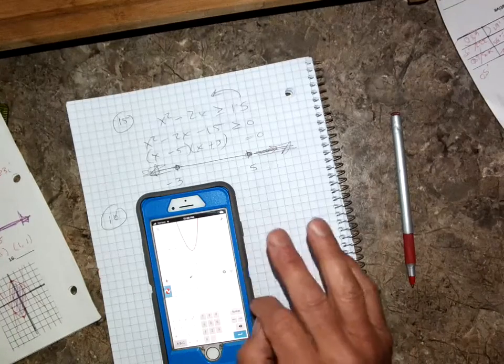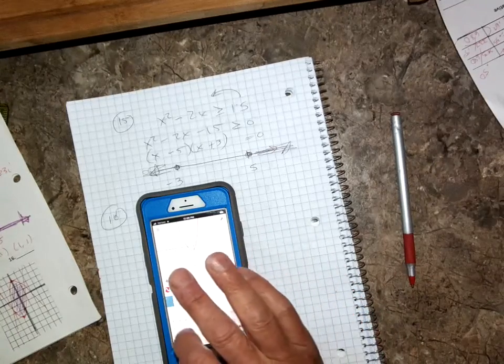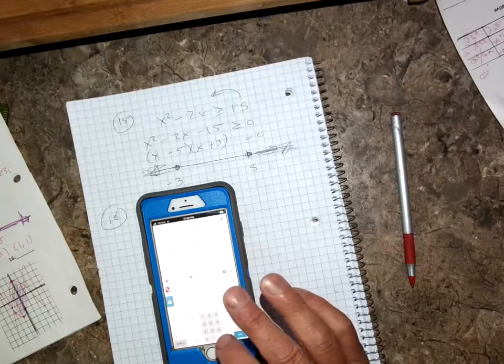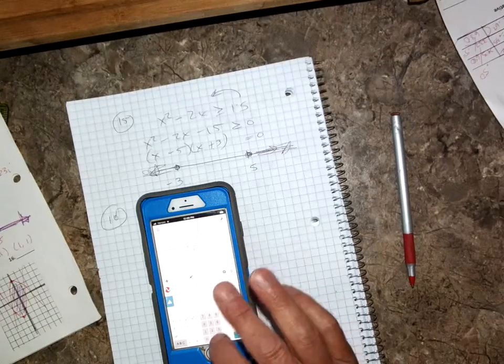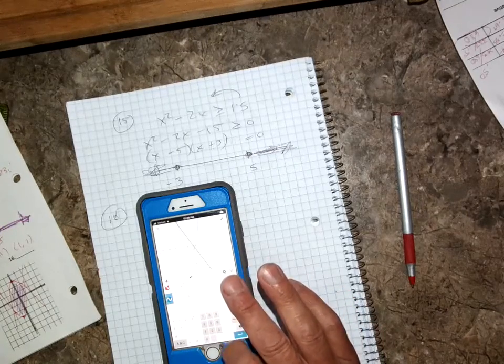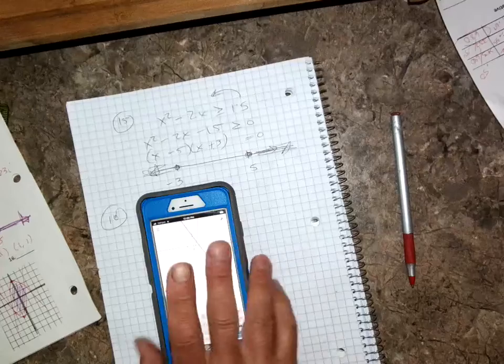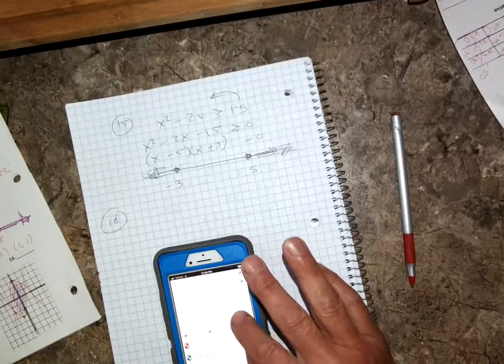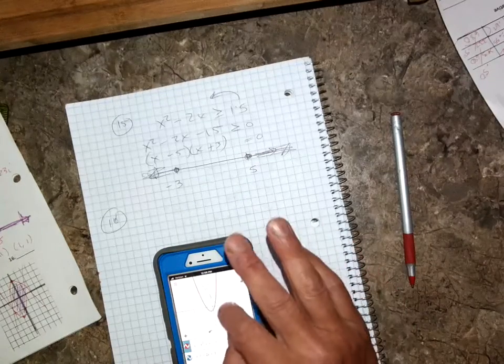And then we're also going to graph y equals negative 2x plus 3. Okay, there they are. Now, what I'm looking for is where they intersect. Tap on it. Tap right there.